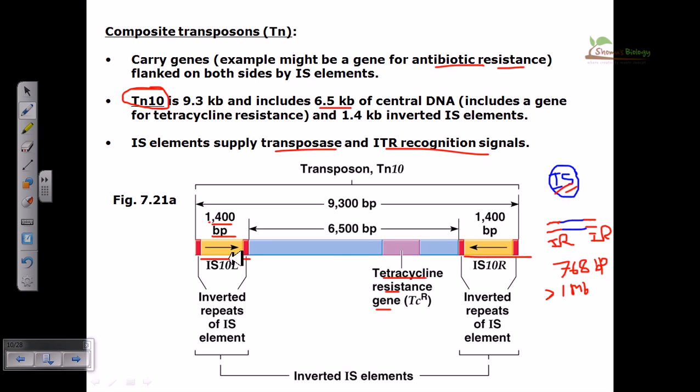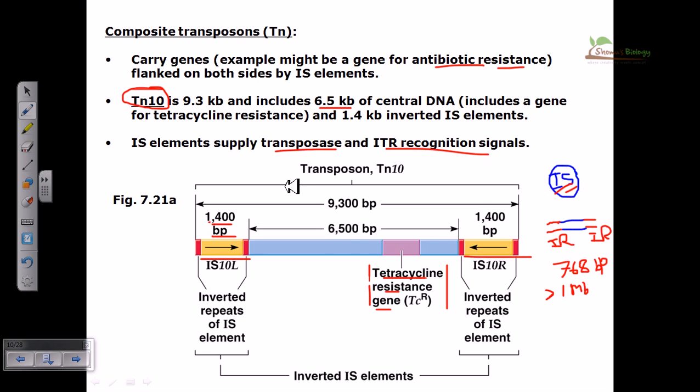One is providing the transposase, which is the key enzyme for transposition, and the second is helping to recognize the ITR regions, or inverted terminal repeats, on the other target DNA site. That's also very important. At the middle we have the gene. It may have different types of functions, but in this case it is the tetracycline resistance gene. So this is the structure of a composite transposon.